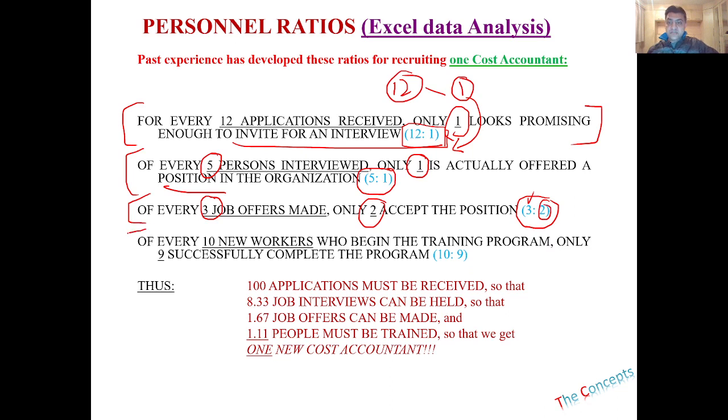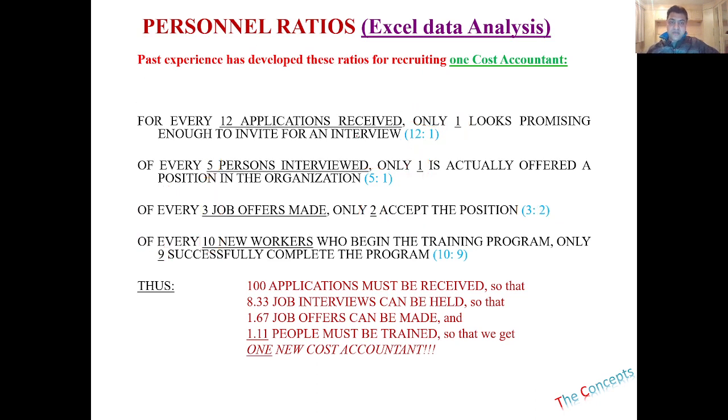And then at the next stage, if you hire 10 people as new workers, 9 complete their training program or their socialization program successfully, and they become your employees. So now if you keep track of the people at different stages, 12 to 1, 5 to 1, 3 to 2, and 10 to 9. Based on this, what you can say is that for every one person to be hired as a cost accountant, you must at least train or ask people for the training program, which is 1.11.